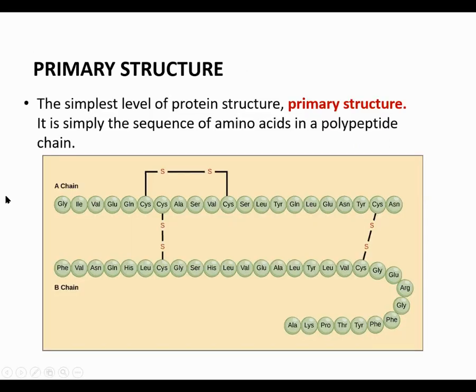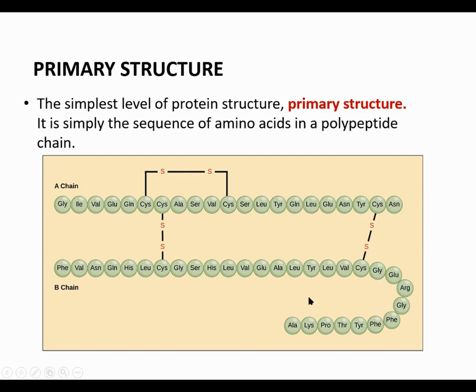So let's first discuss the primary structure. Okay. So the primary structure is the simplest level of protein structure. So it's actually made up of the amino acid sequence in a polypeptide chain. So when we say polypeptide chain, you have a chain of amino acids linked with peptide linkages. Okay. So here, if you look on the screen, you will see the hormone insulin, which is made up of two polypeptide chains. So you have here the A chain and the B chain.